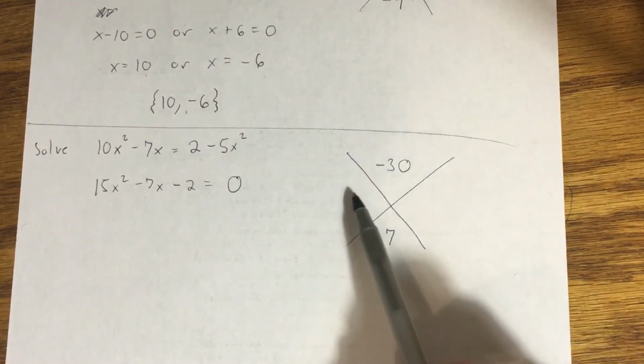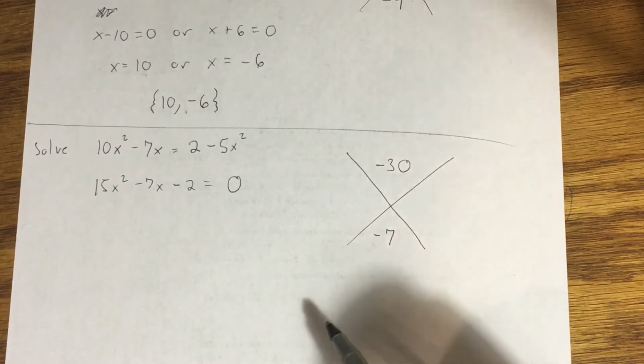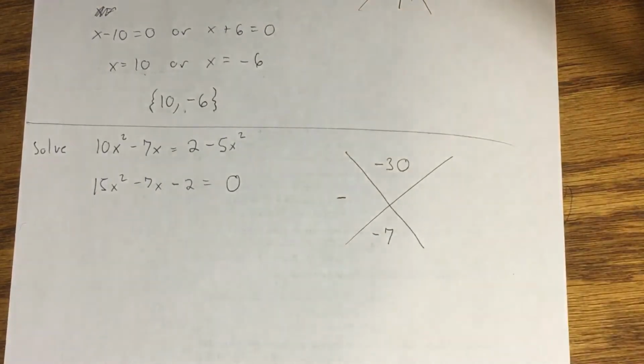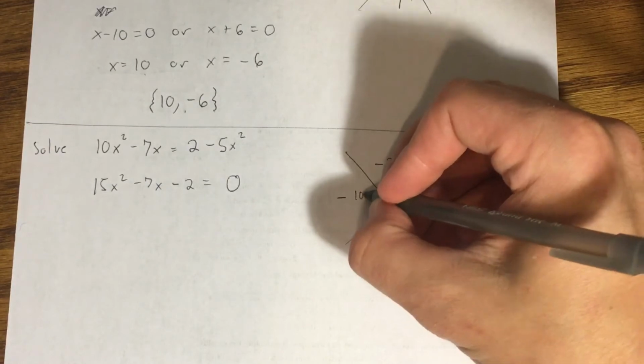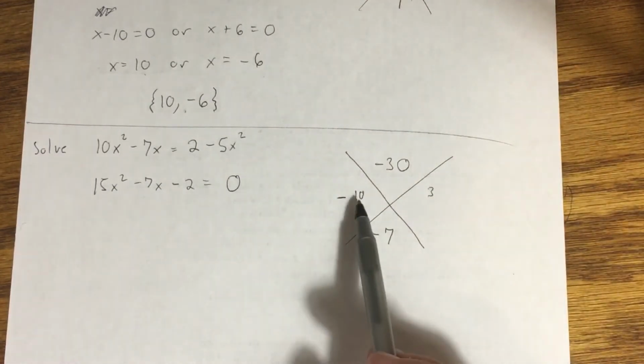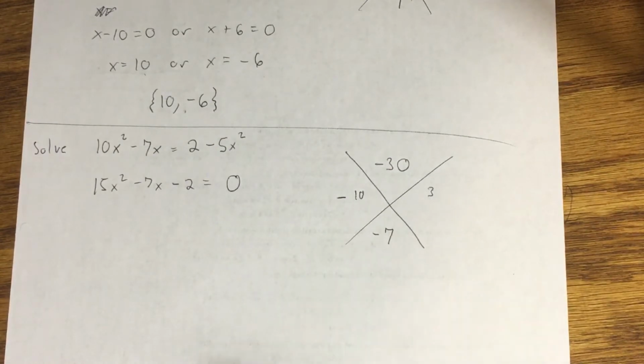Two numbers that multiply to negative 30 but add up to negative 7. Once again, because we're multiplying to a negative number, one of those terms should be negative, the other should be positive. And after a little bit of work, you can probably determine that negative 10 and positive 3 would do the job. They multiply to negative 30, but they add up to negative 7.